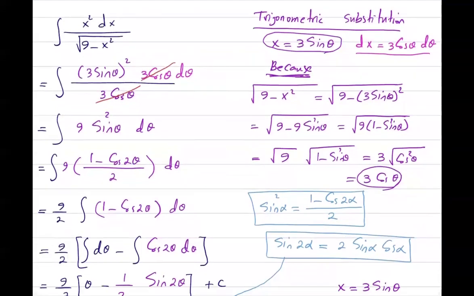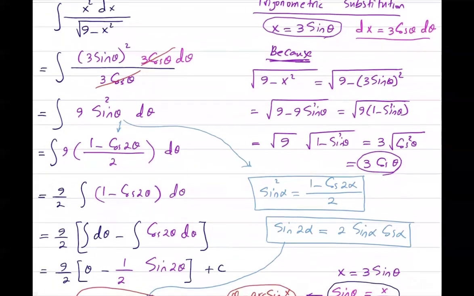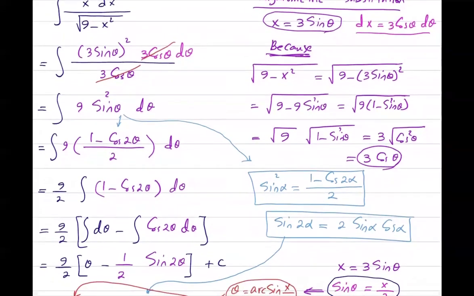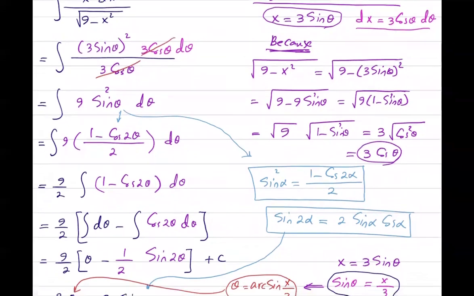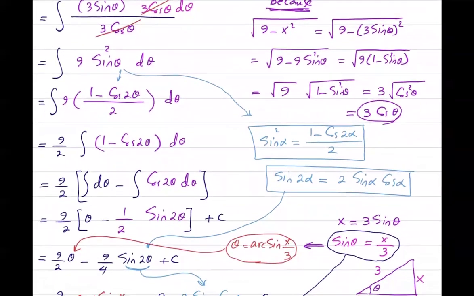You end up with the integral of 9 sine squared of theta. Sine squared of theta, as you remember from pre-calculus, can be written as 1 minus cosine 2 theta divided by 2. So you substitute it here. You can factor out 9 over 2, and you have the integral of 1 minus cosine 2 theta d theta. Separate these into two integrals and find the integral in theta. But remember that your original integral is in x, not in theta.